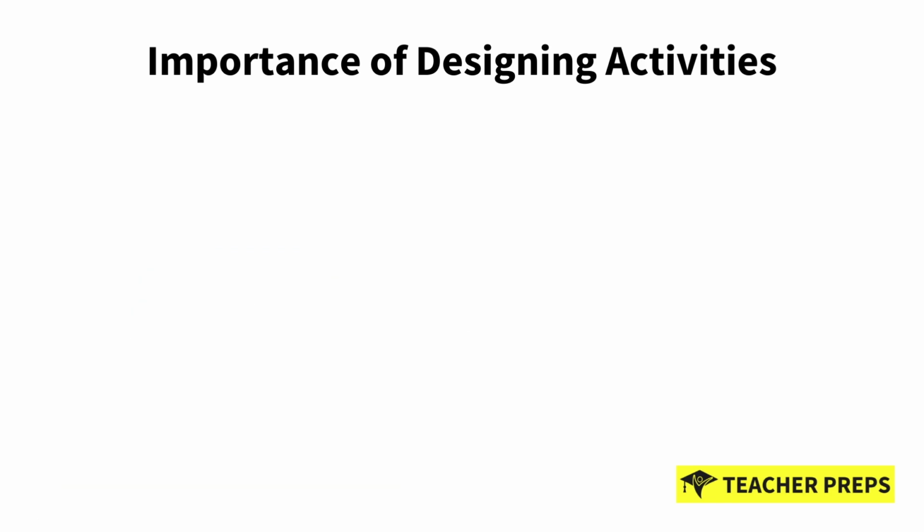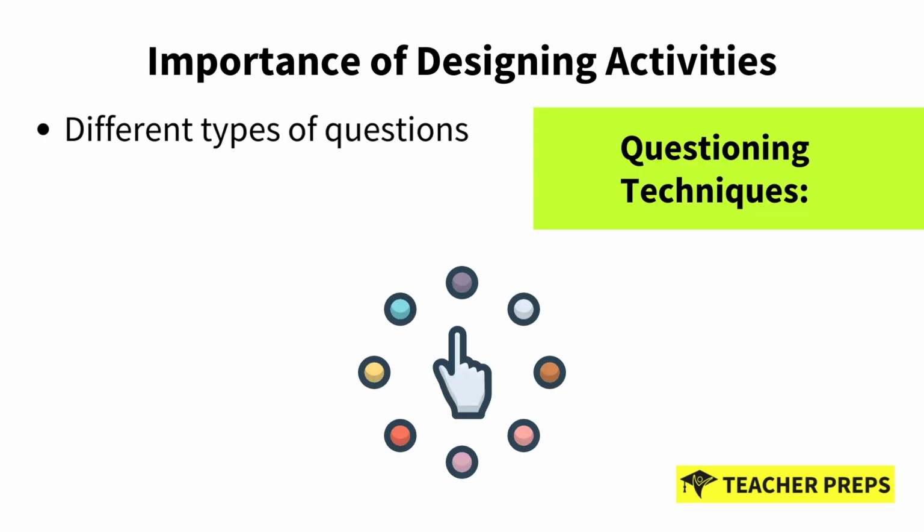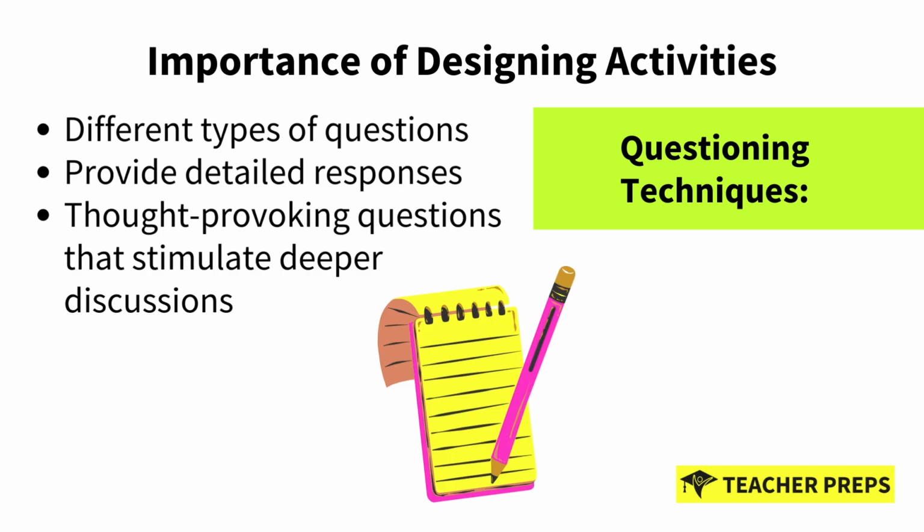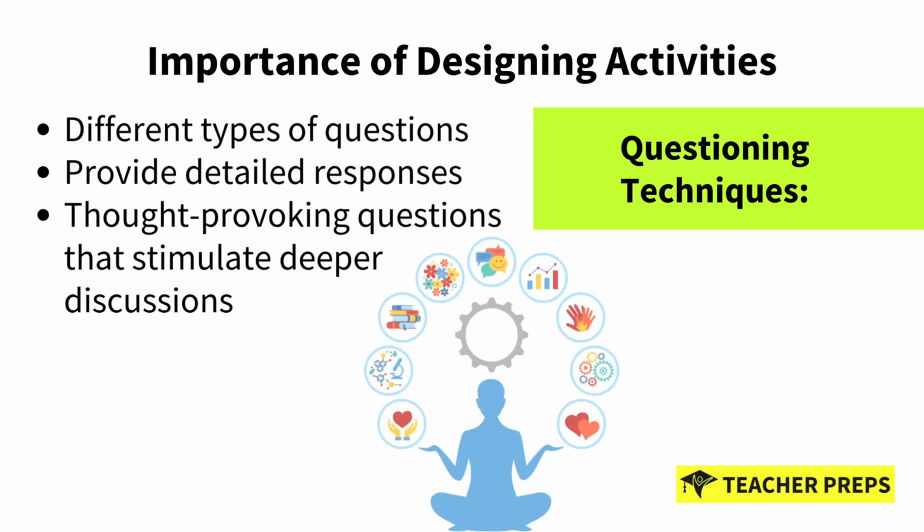Now let's talk about how to design effective, engaging activities. First, make sure you utilize different types of questions, such as open-ended, probing, or hypothetical questions, to promote students' critical thinking and expand their vocabulary. Next, encourage students to provide detailed responses and support their ideas with evidence. Finally, guide students through thought-provoking questions that stimulate deeper discussions.